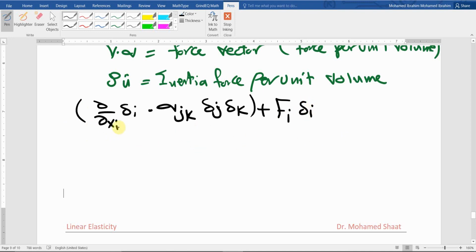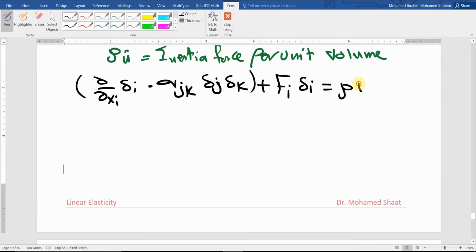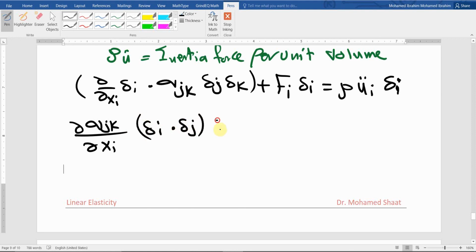Starting from i, since I already started with i, I have to start here with i. But this is the only vector that I have in the second term, this is the F term, here rho u double dot. So it's going to be rho ui double dot delta i, because ui is just a vector. Then do the multiplication here, or the operation over the unit vector. So this is going to give us the partial sigma jk by partial xi, then we're going to have delta i dot delta j and then delta k, plus the fi delta i equals rho ui double dot delta i.